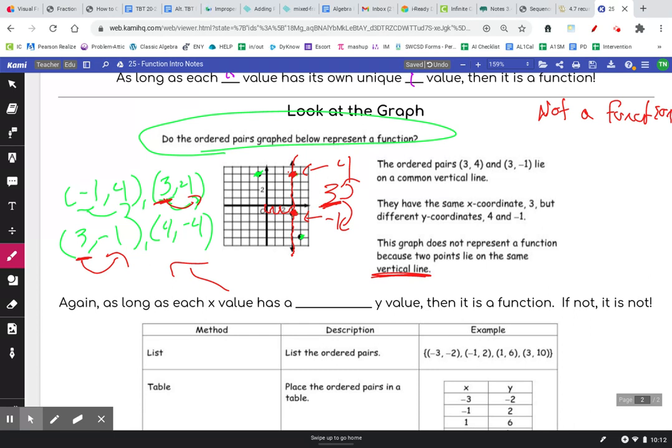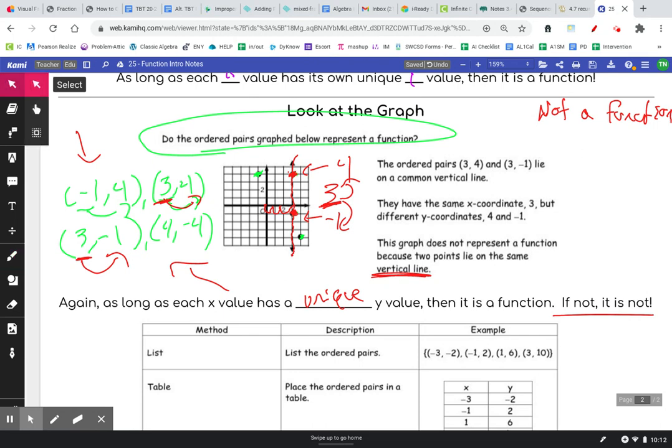We'll see things that aren't functions. This exact one, though, is not a function. Okay, so just an example of a graph there. That's not a function, and we could check that by listing ordered pairs over here if you like that better. It says down here, again, as long as each x value has a unique y value, then it is a function. If not, it's not. Pretty straightforward. We're really hammering that today.